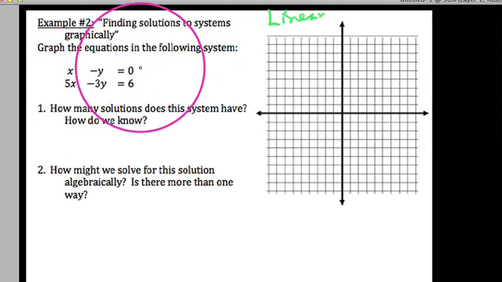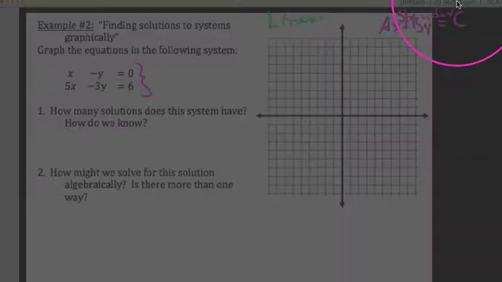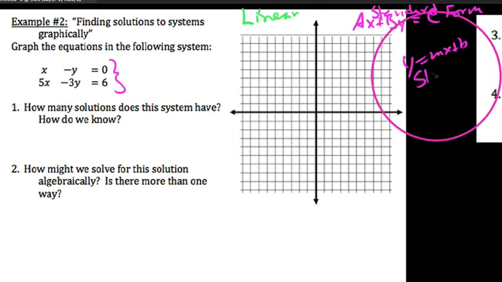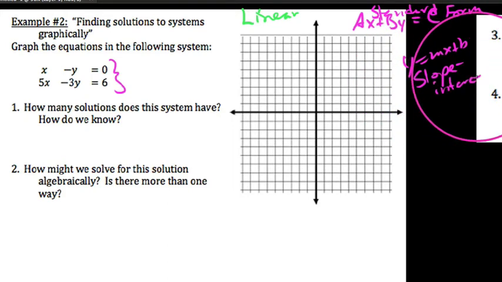So you notice that when you graph lines, we have two forms we often deal with. We say ax plus by equals c. This is standard form. We want to know this. And then we say y equals mx plus b, and this is slope-intercept form, where m is the slope and b is the y-intercept.